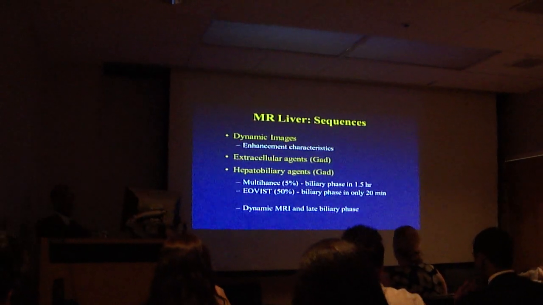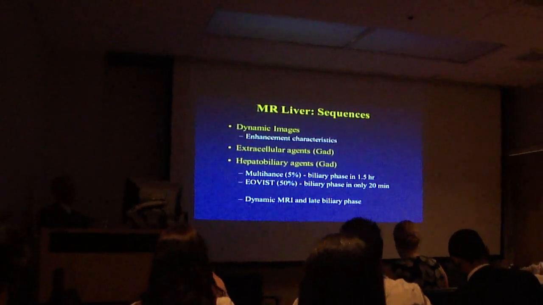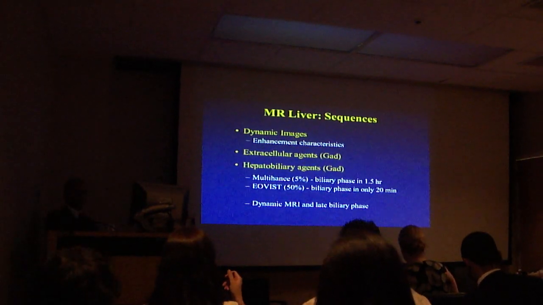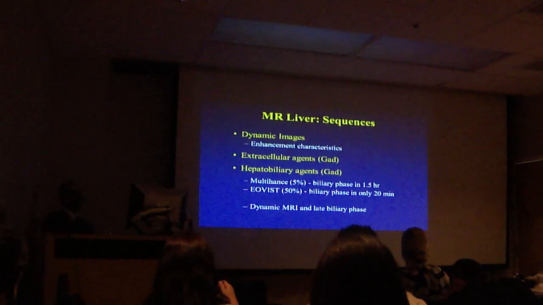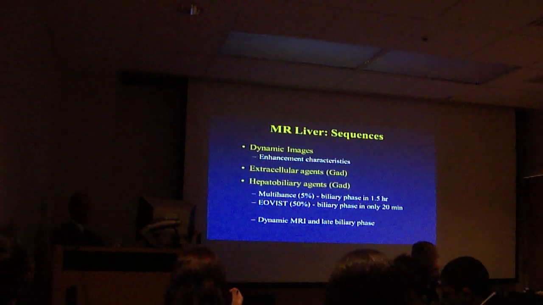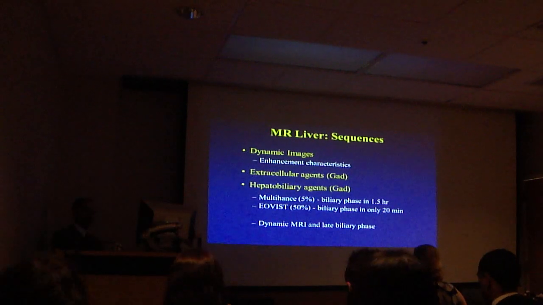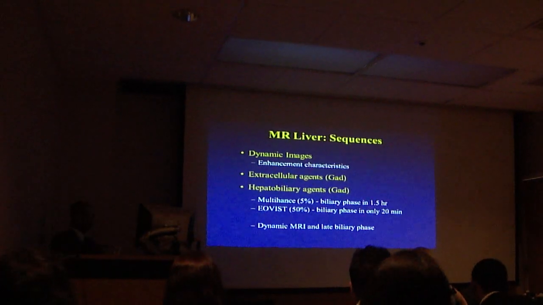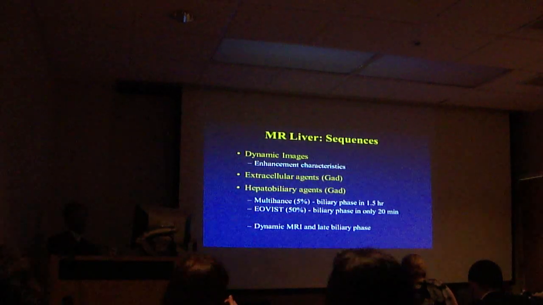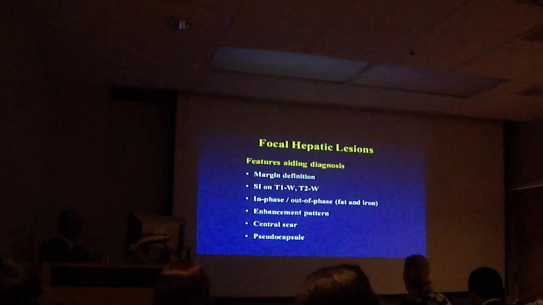Dynamic images determine the enhancement characteristics. We can give extracellular agents or hepatocellular agents. MultiHance is excreted, 5% of the administered dose is excreted in the biliary phase, and it takes 1.5 hours for delayed imaging. With Eovist, because it is excreted more, up to 50% of the administered dose through the biliary tract, so you can do earlier imaging up to 20 minutes. Dynamic MRI and late biliary phase obviously help with enhancement characteristics of lesions.